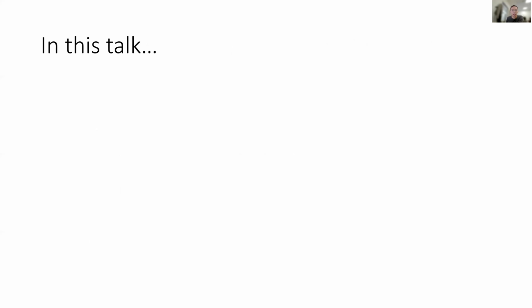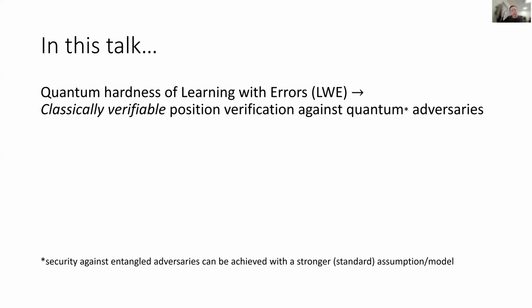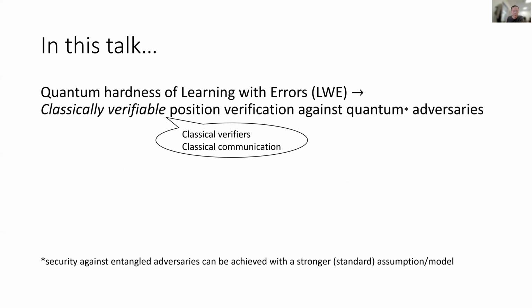In this talk, what we construct is that, if we assume that learning with errors is hard against quantum computers, we construct position verification against quantum adversaries, but the protocol is classically verifiable. In particular, this means that the verifiers are entirely classical. They don't possess any quantum computation powers, and the protocol uses classical communication. So the verifiers only need to send classical messages and receive classical messages.